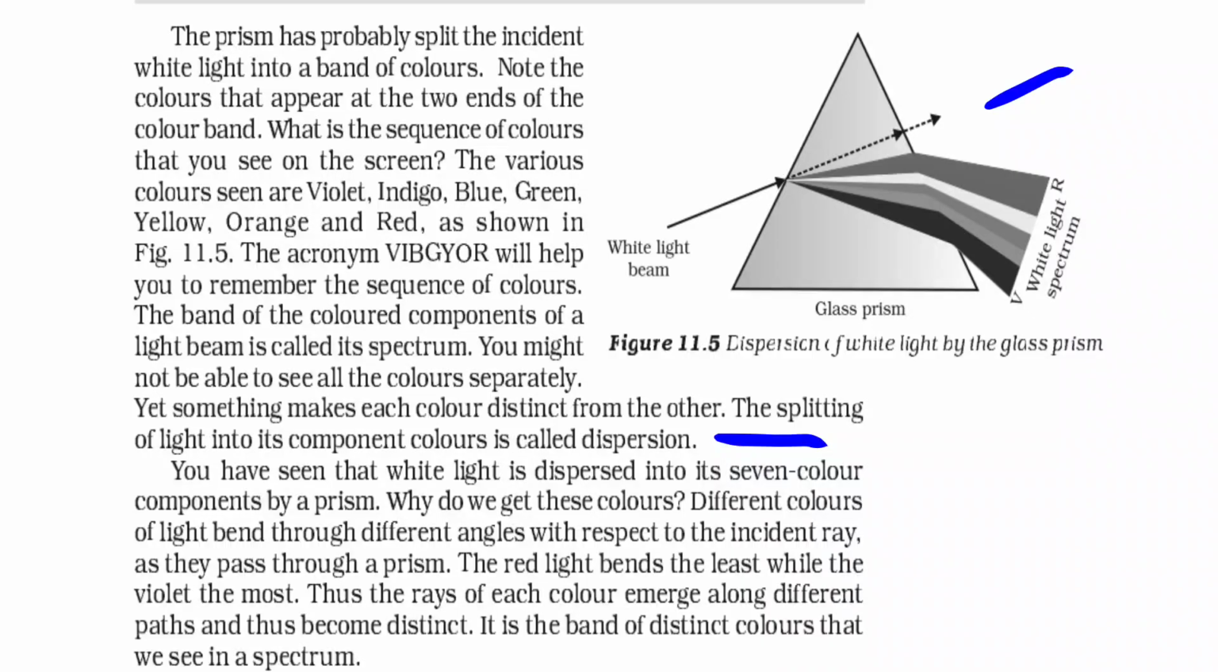Different colors of light bend through different angles with respect to the incident ray as they pass through a prism. The red light bends the least while the violet bends the most. Thus the rays of each color emerge along different paths and become distinct. It is the band of distinct colors that we see in a spectrum.